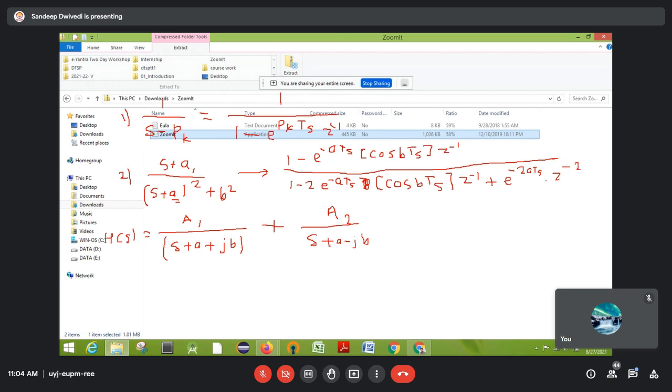Okay, so if you are having a term like s plus a upon s plus a whole square plus b square, this will be the Z transform of that terminology. Okay, so like this you will get. But here, instead of s plus a in the numerator, if you are having only b.